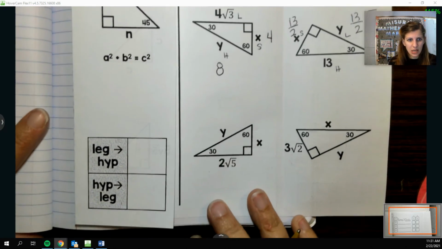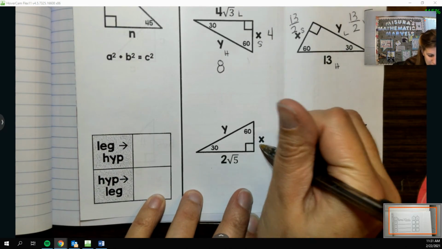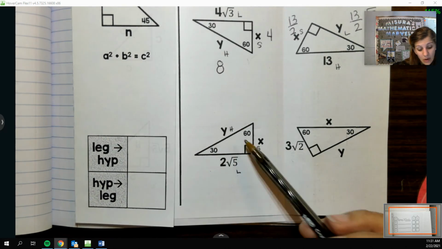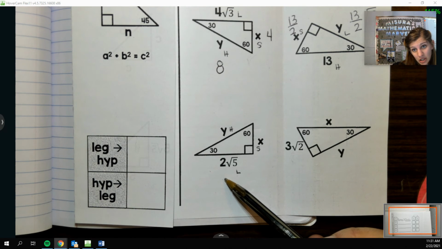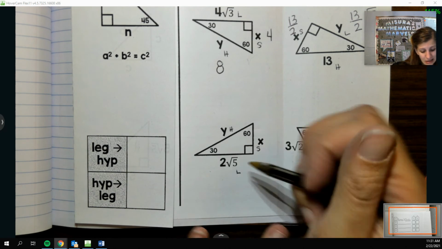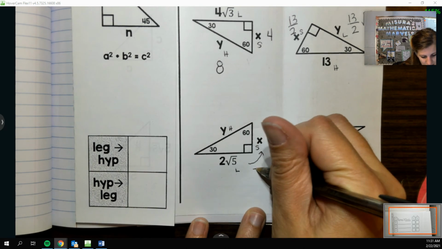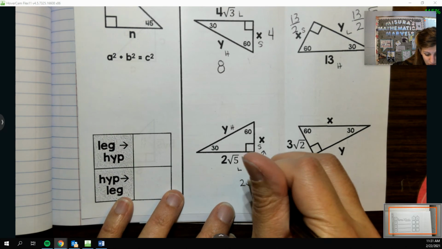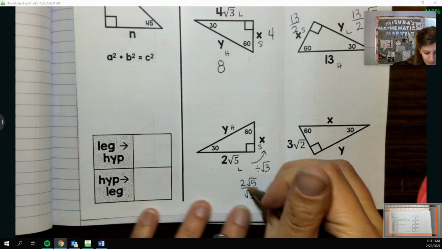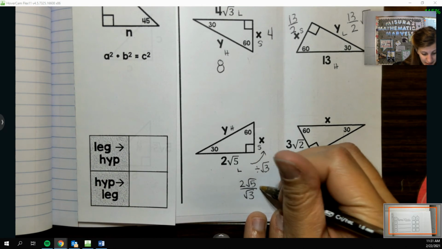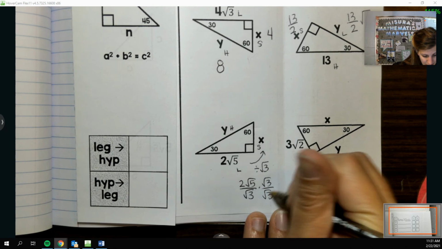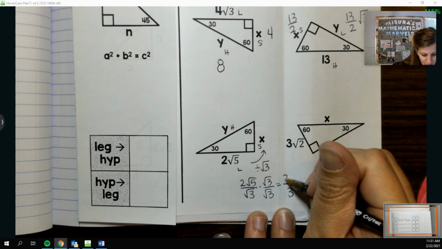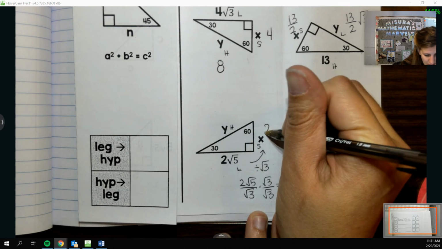Now let's get some weird ones. Down here, across from 30 is the short, across from 60 is the long, across from 90 is the hypotenuse. I have the long, which is where the root 3 is supposed to be, and it's not. So going backwards, I need to divide by root 3. That's going to look a mess, like 2 root 5 divided by root 3. It's not even good. Got to times by root 3 over root 3 so that we can rationalize. Bottom will be root 9, which is 3. On the top, we'll have 2 root 15. Ugh.